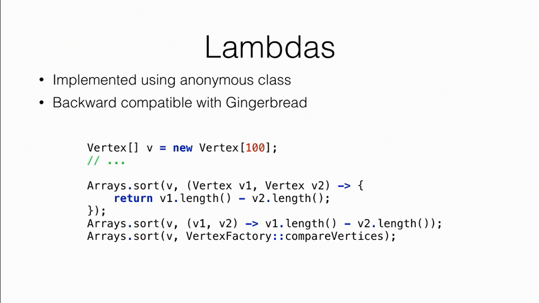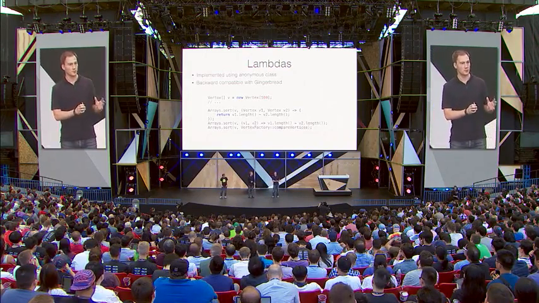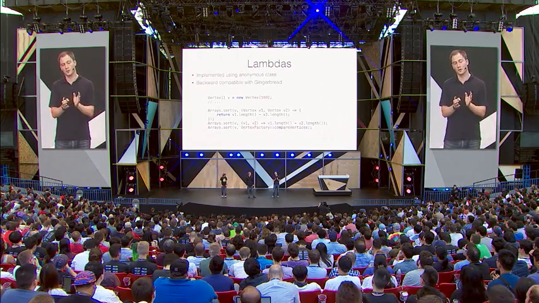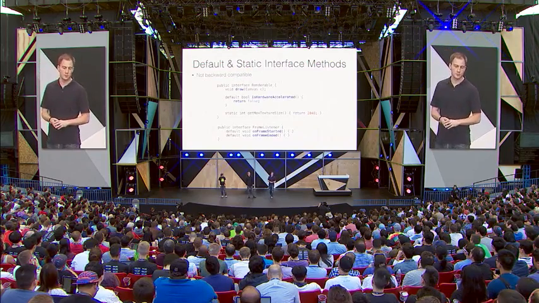So lambdas are implemented using anonymous inner classes, which means they're backward compatible all the way back to Gingerbread. So you have some examples of what lambdas are. If you don't know what they are, if you've never used them, there's tons of documentation and articles online. Go look at them. It's going to make your life a lot better, especially if you use things like RxJava or just the Android UI framework. Anything that requires a lot of listeners, lambdas make it a lot easier. Just be careful, though, because those things create anonymous classes. They are a little more costly than they seem, but it shouldn't matter much in most applications.